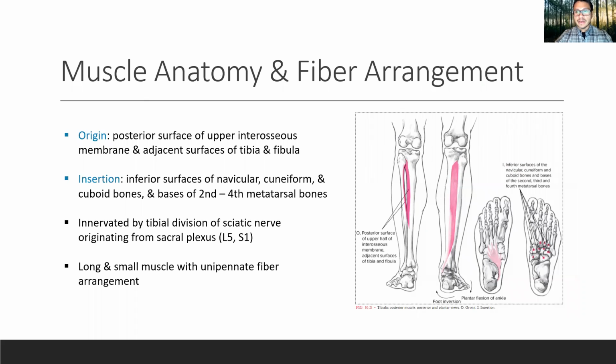Muscle anatomy and fiber arrangement. The origin is the posterior surface of the upper interosseous membrane and the adjacent surfaces of the tibia and fibula. The interosseous membrane helps to divide the anterior compartment muscles from the posterior compartment muscles.